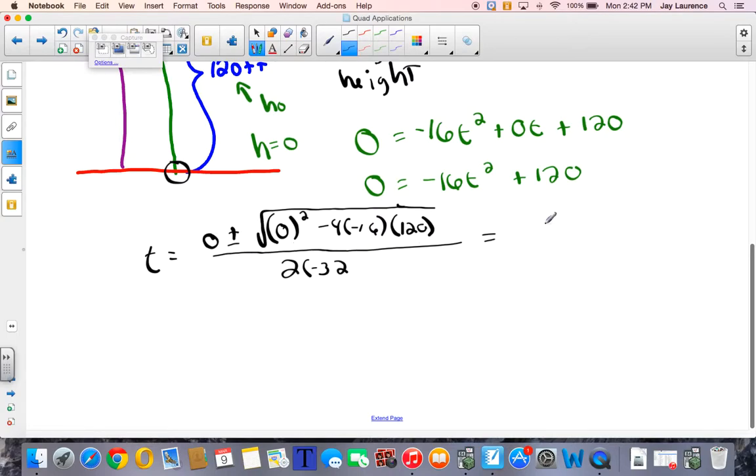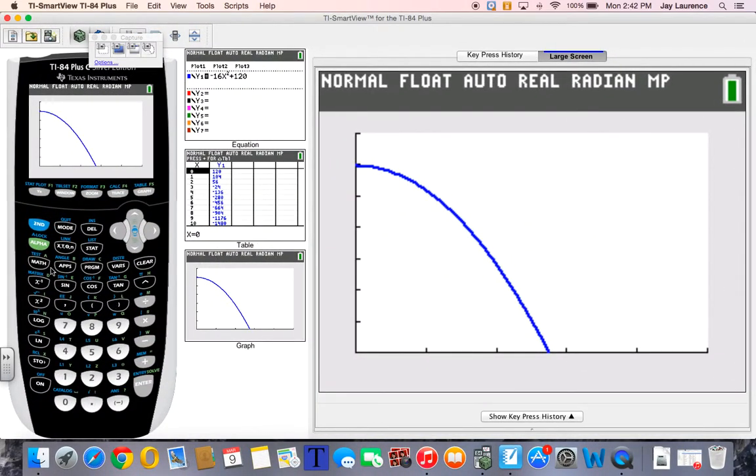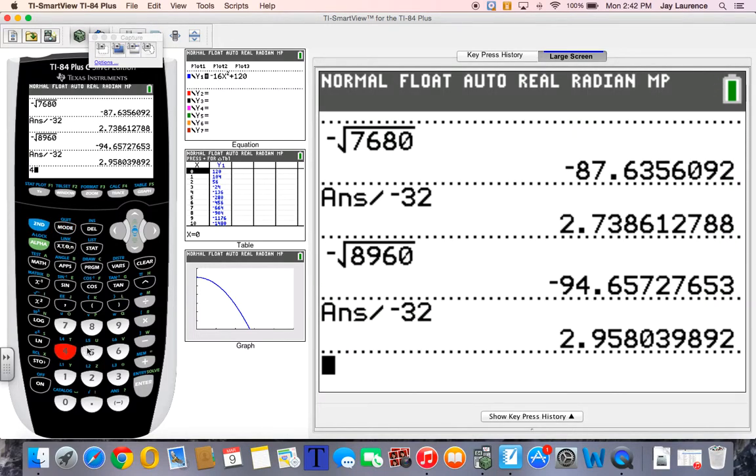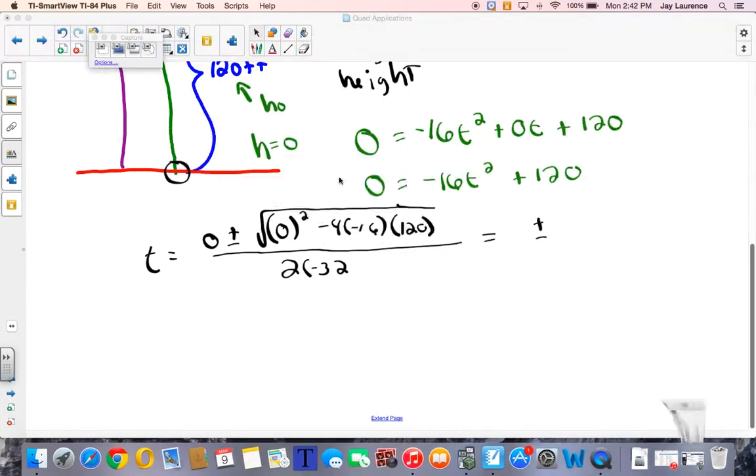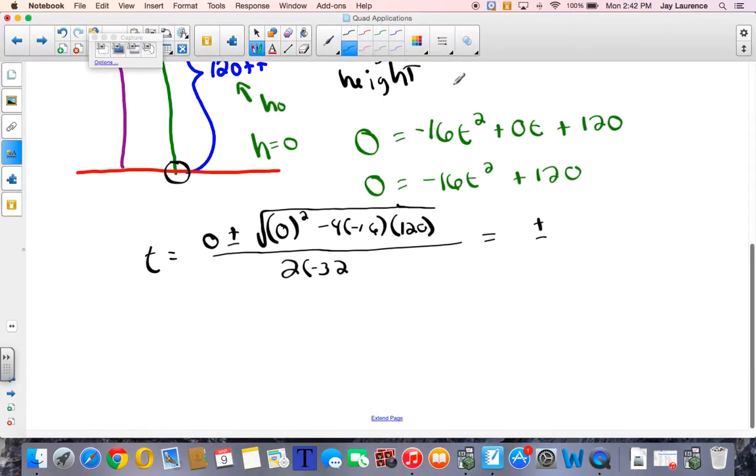And I'll simplify as much as I can here. This 0 part actually becomes irrelevant. And what am I going to get under there? Let's see, I got a 16 and 120. So let me go here. Let's go 4 times 16 times 120, and I get 7,680. So I have plus or minus the square root of 7,680, and that's all over negative 32.